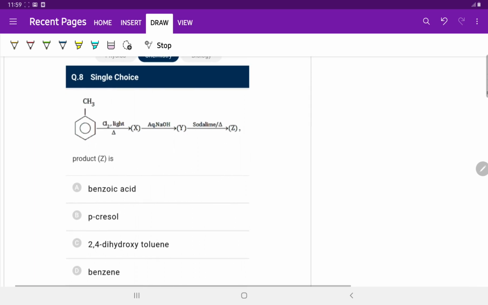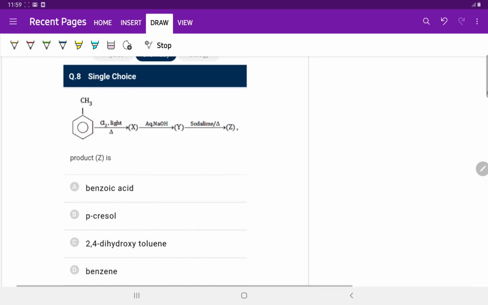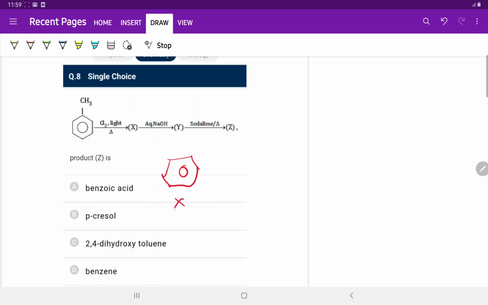Question number 8. Toluene is reacted with sunlight with heating. A free radical is formed and the product is, this is X.